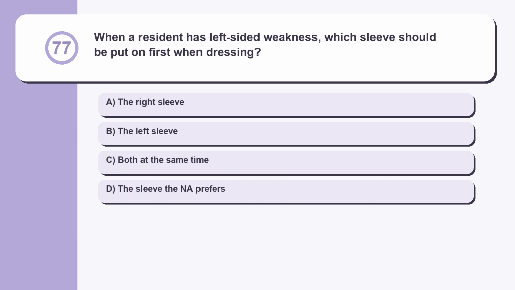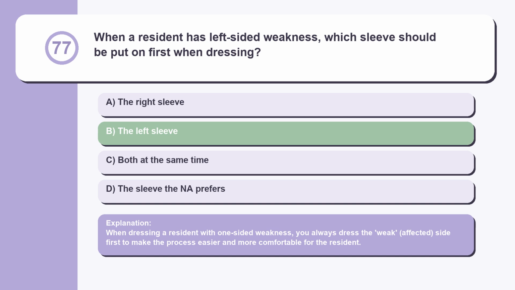Question 77. When a resident has left-sided weakness, which sleeve should be put on first when dressing? The right sleeve, the left sleeve, both at the same time, the sleeve the NA prefers. When dressing a resident with one-sided weakness, you always dress the weak affected side first to make the process easier and more comfortable for the resident.